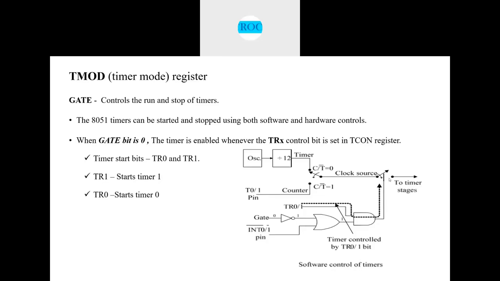So the clock pulse will be given to the next stage of the timer circuitry, right? We studied this: when the gate is 0, the timer can be controlled with the help of TR bits. If TR1 is set to 1, it will start timer 1, and if TR0 is set to 1, it will start timer 0, right?